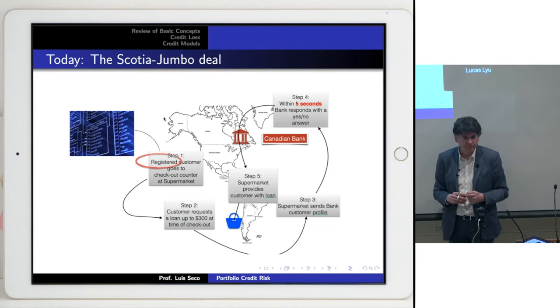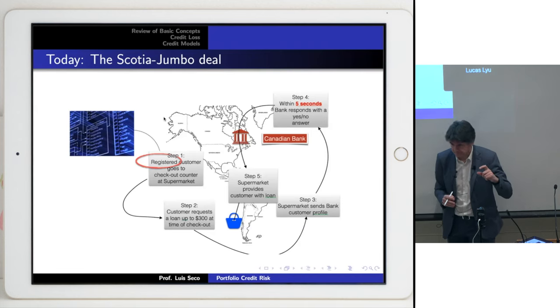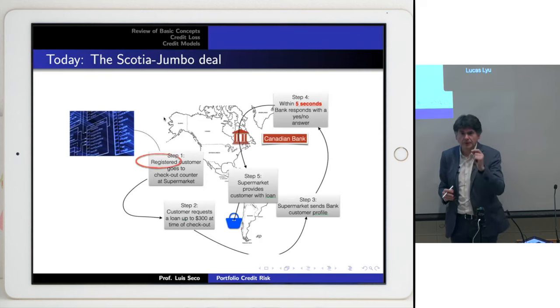So the deal was that the supermarket has that information, and that information is shipped to the bank in some form. I don't know how it was shipped, whether in true form or in encrypted form. This is all very interesting. That's why I'm telling you this. And then the Bank of Nova Scotia will get that information and make a decision within 5 seconds whether to give that loan or not.